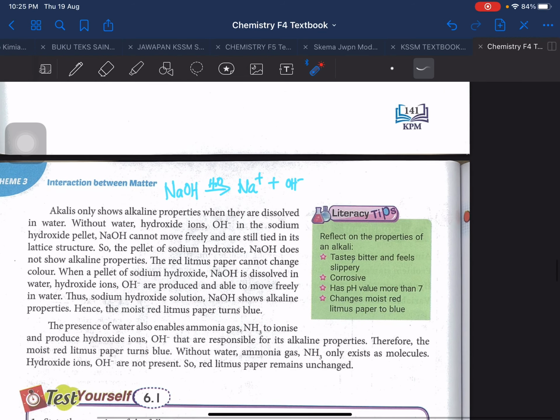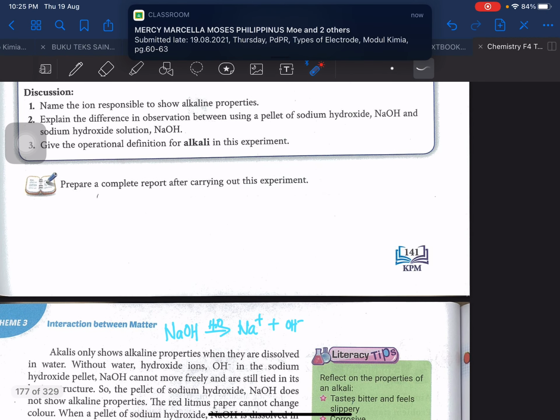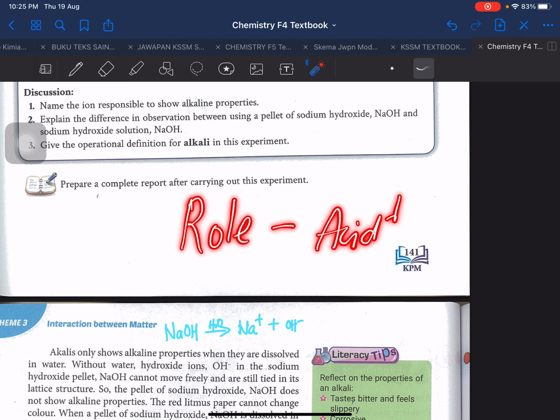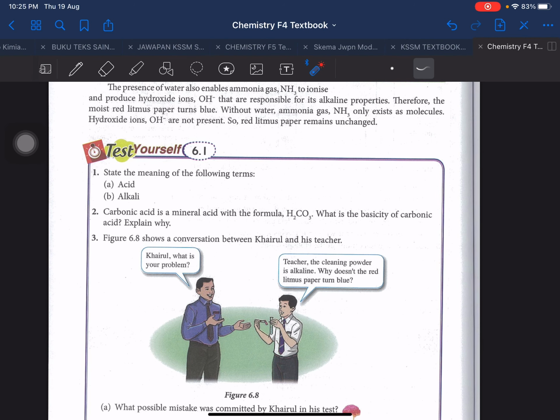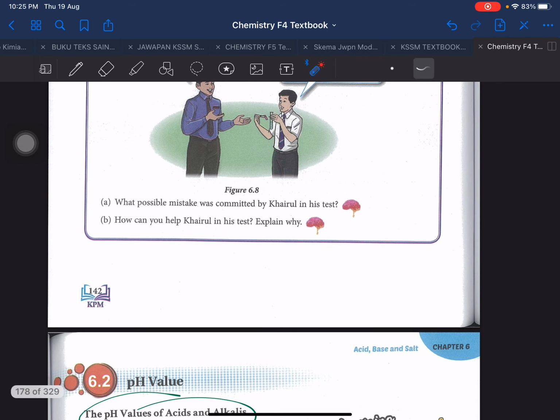So that's all that you are going to learn today about the role of water. The role of water in showing acid and also alkali properties. I hope you can understand. And please do the lab reports. There are 2 lab reports. And also this one, test yourself 6.1.